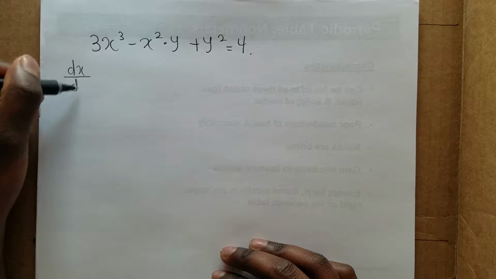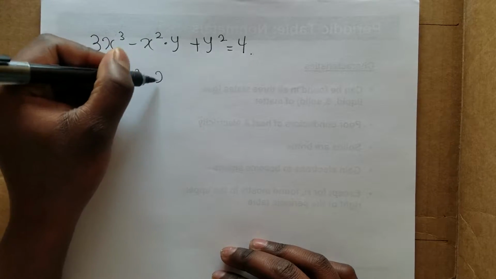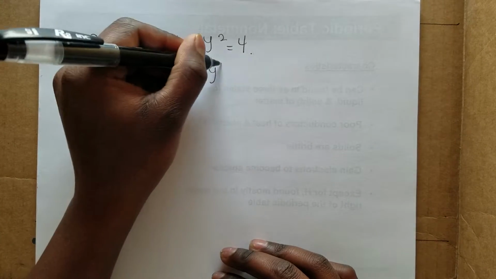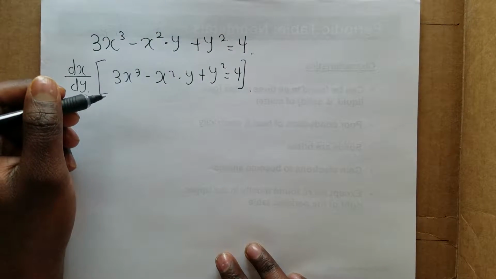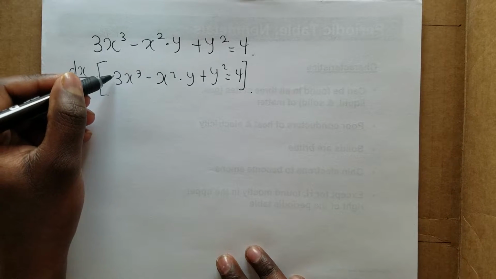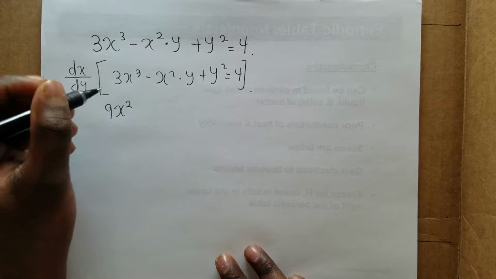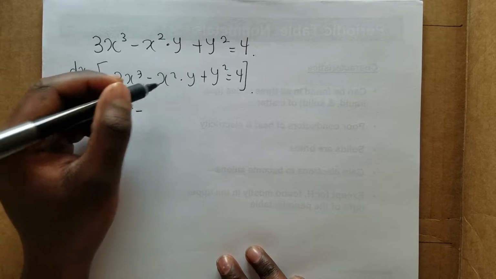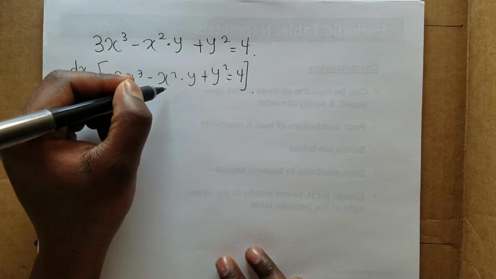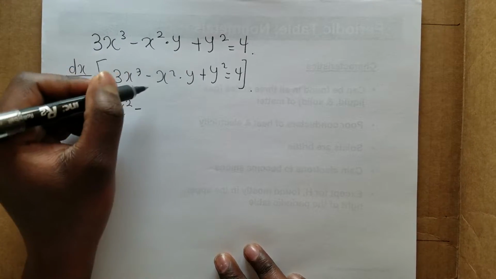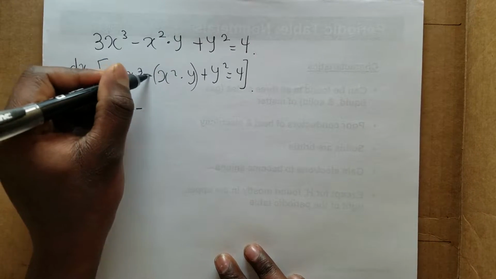The derivative of the function, 3x cubed minus x squared y plus y squared. So find the derivative of the entire thing. The derivative of 3x cubed is equal to 9x squared, minus, now the derivative of this is a product. So if you use the product rule, you want to put this in brackets, so you just solve for this. You can leave the negative sign outside.